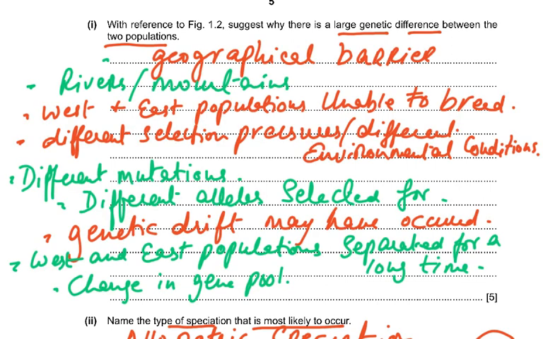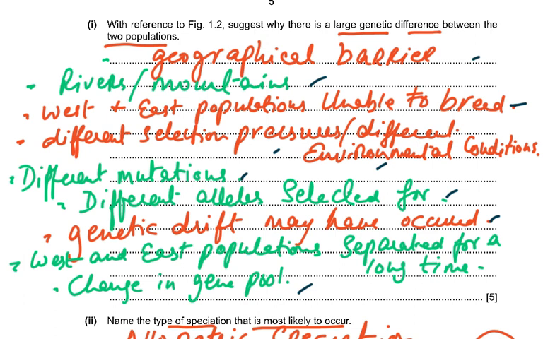Now I want you to pause the video here and I want you to memorize these words. And these are very typical words: geographical barrier. What was the geographical barrier? Rivers and mountains, which I've just talked to you about at the beginning of the question. Then the west and east populations were unable to breed. Different selection pressures, or if you said different environmental conditions. Then different mutations occurred. Then different alleles were selected which were advantageous, maybe the color of the fur or maybe the length of the tail or something which was advantageous would be selected for. Genetic drift may have occurred. Please everybody revise genetic drift. West and east populations separated for a long time. And the last point would be change in the gene pool.